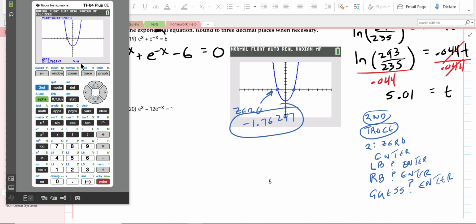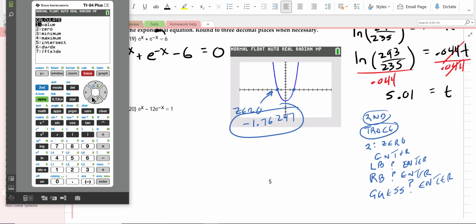Now I'm going to do this again. I have to get the other answer. So just follow these keystrokes again, start over again. Go second, trace, option 2, press enter. Get your left bound set up. Now I'm doing the x-intercept on the right, so just make sure your cursor is a little bit to the left of that intercept. It doesn't have to be super close to it. Just get it relatively close, press enter. Now right bound, move the right cursor a little bit to the right, press enter again. When it says guess, press enter again, and then that second one's going to come out.